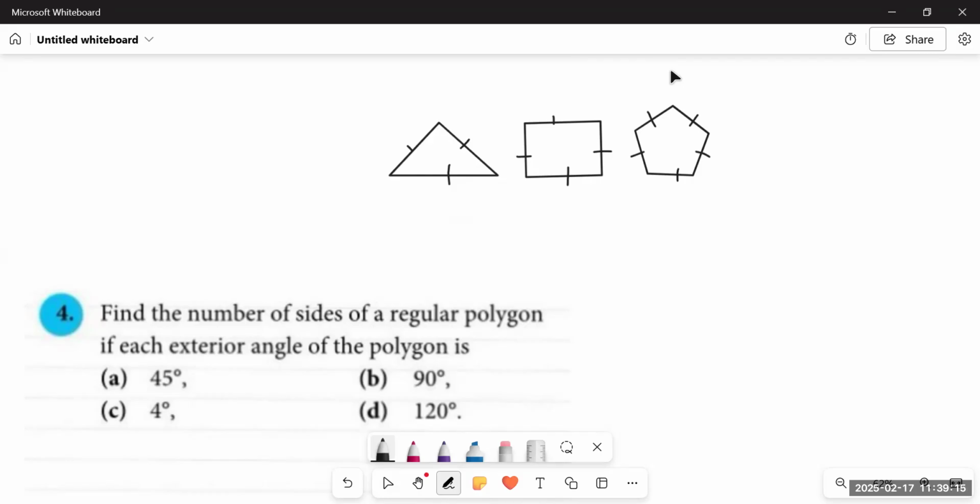When we talk about polygons, how do we calculate the sum of their interior angles? If we talk about a triangle, we have learned that the sum of angles in a triangle equals 180 degrees, right? And the sum of the angles in a quadrilateral is always equal to 360 degrees. It means the sum of angles in any polygon would be different from the other polygon.